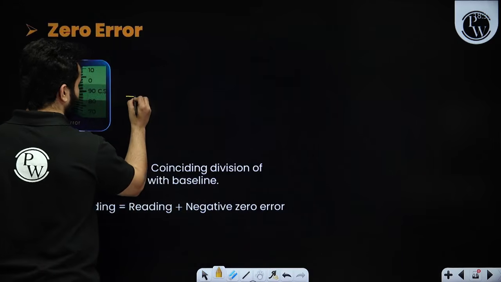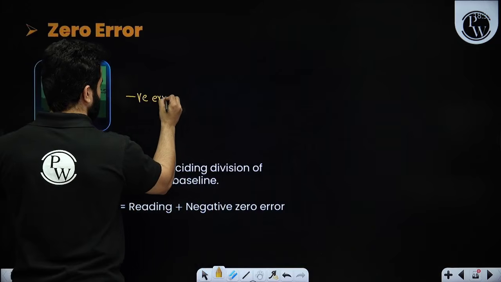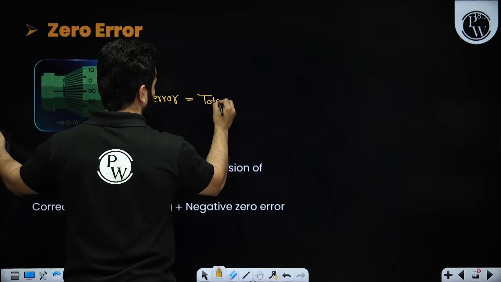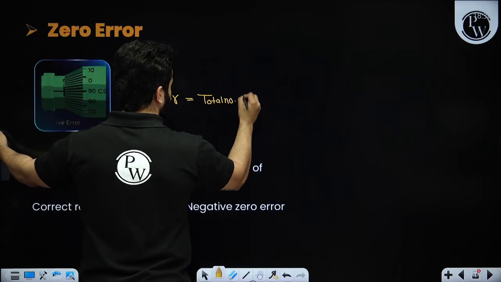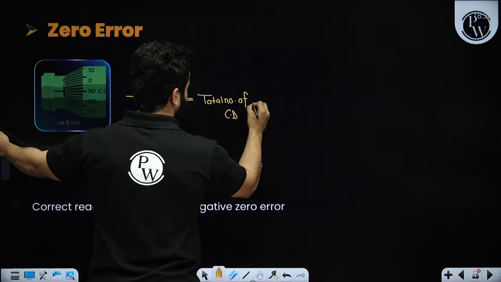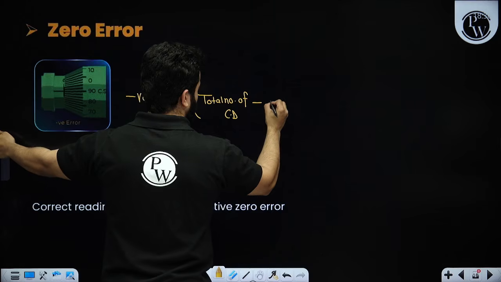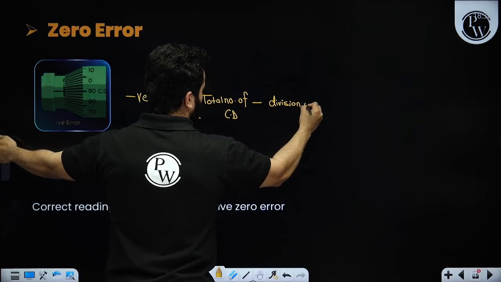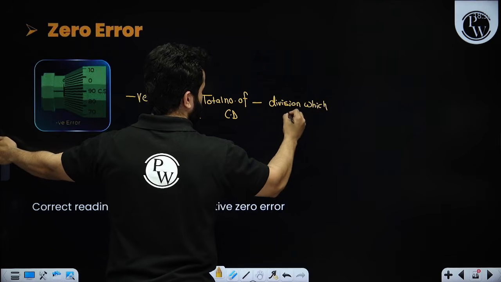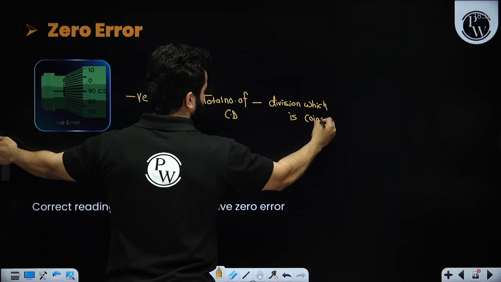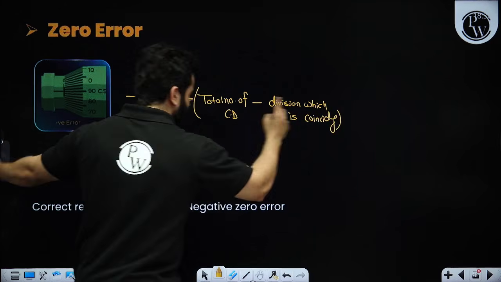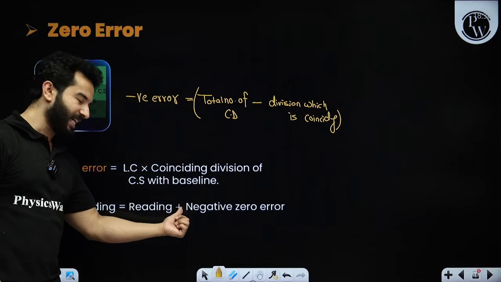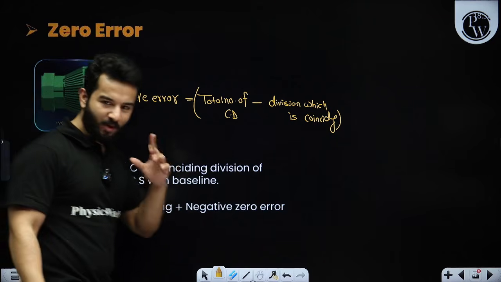We are going to write down the negative error as the total number of circular divisions minus the division which is coinciding. And then again do the same thing, subtract it, and minus and minus will become positive.